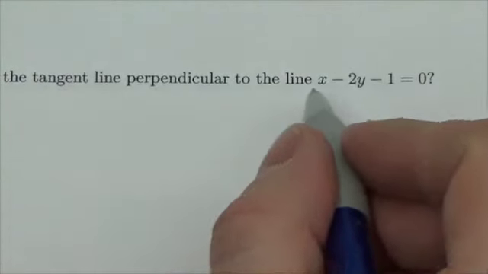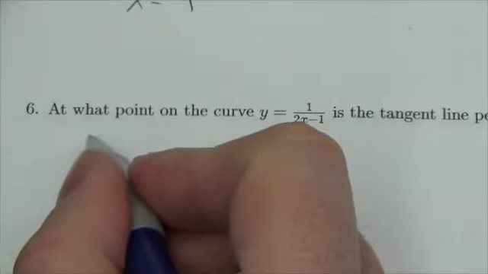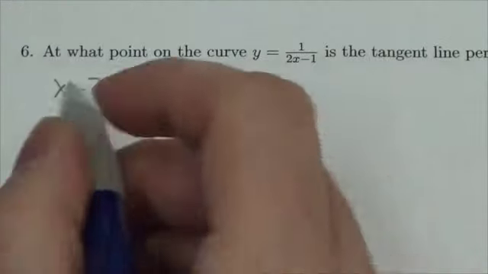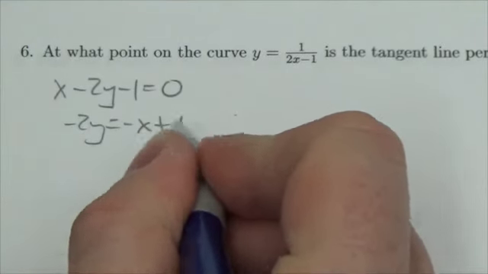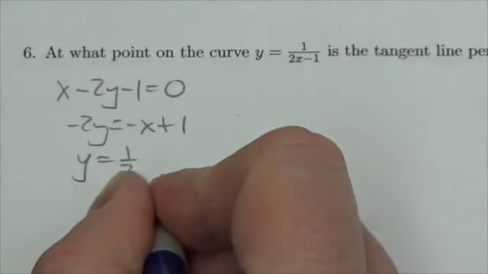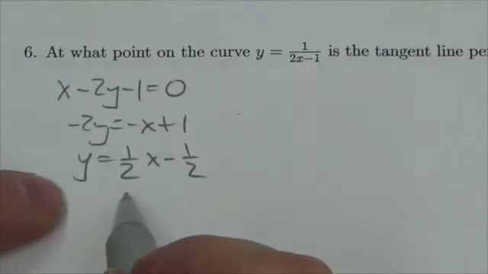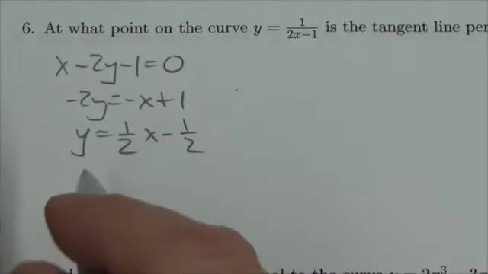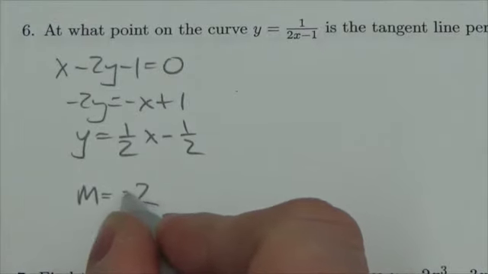So the very first thing that I'm going to do is take that x minus 2y minus 1 equal to 0. So I'll write that over here. x minus 2y minus 1 equal to 0. If I solve for y here, negative 2y is equal to negative x plus 1. y is equal to 1/2 x minus 1/2. I see here that the slope of this line is 1/2. So for a line to be perpendicular to it, it needs to be the negative reciprocal. So that'll be negative 2.